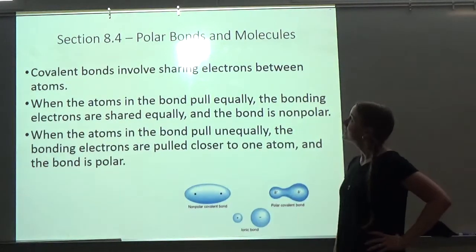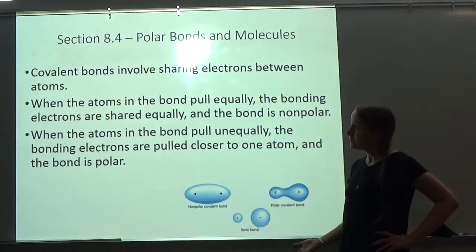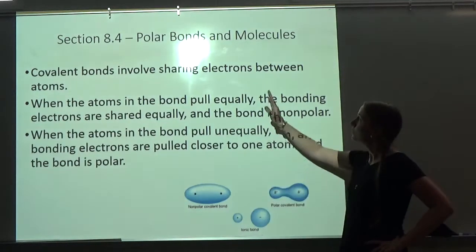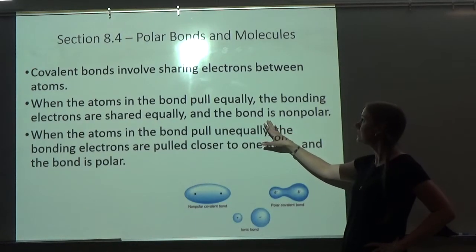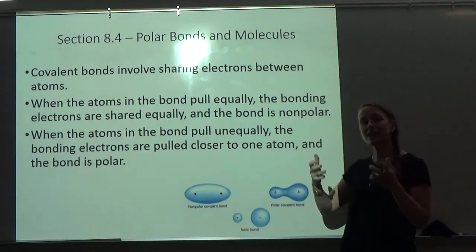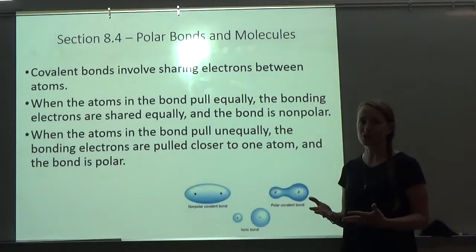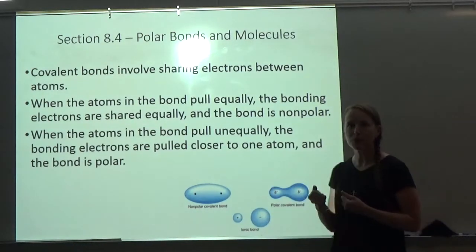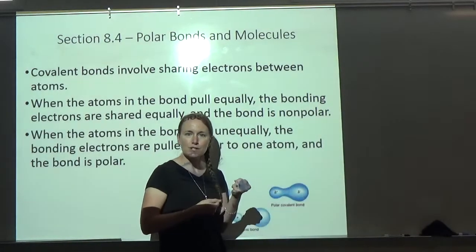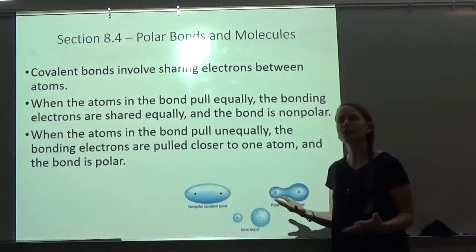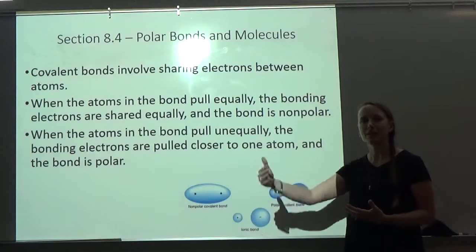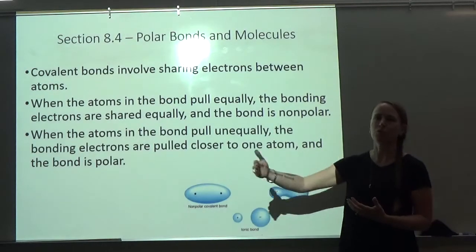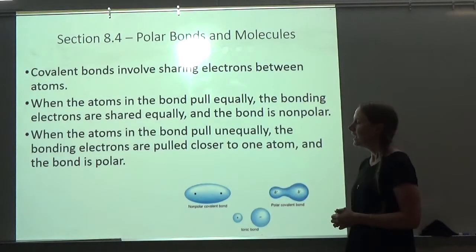So covalent bonds involve sharing electrons between atoms. When the atoms in a bond pull equally, the bonding electrons are shared equally, so the bond is called nonpolar. So it's like a tug of war. They both want the electrons. One atom's pulling towards it, the other atom's pulling towards it, and when they have equal electronegativity or equal strength, the electrons kind of remain in the middle. Think about the flag on tug of war when there's equal teams.